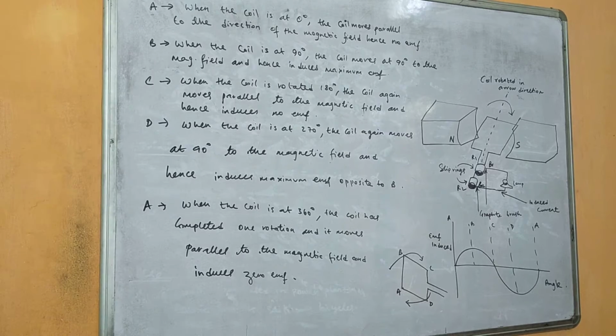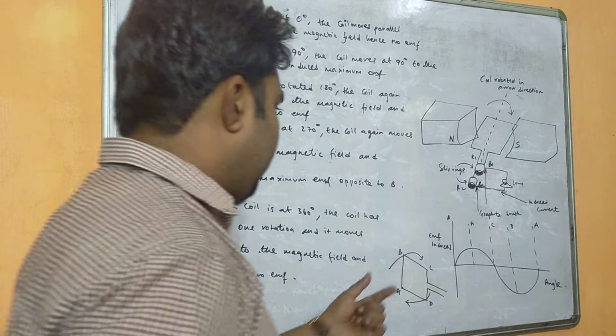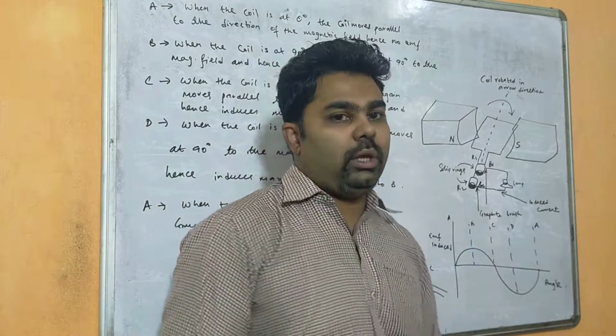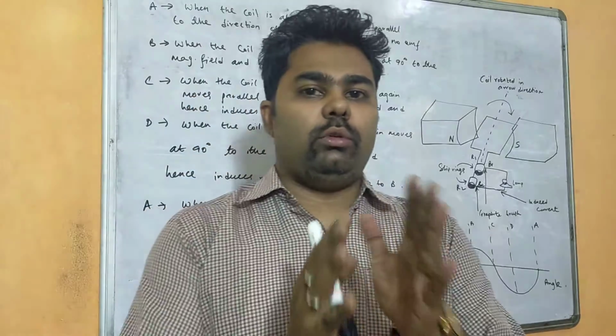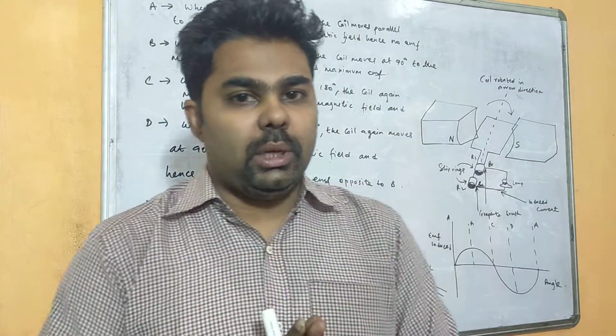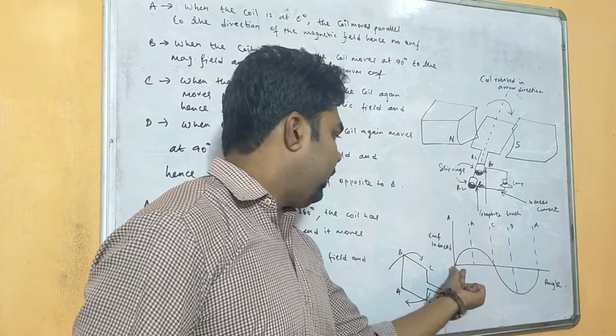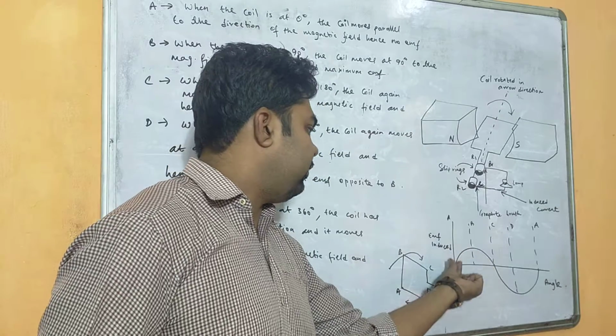So I have noted down here, at different positions, what is the induced EMF. Now, when is the EMF induced in the coil maximum and when is it minimum? You see at point A it is 0, 0. That means the graph is starting from 0.